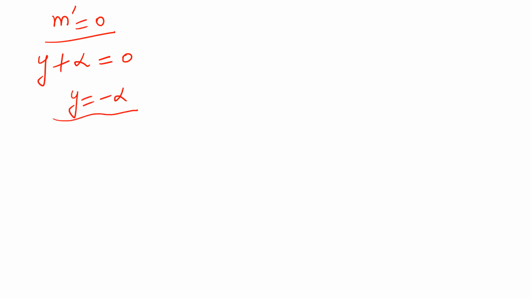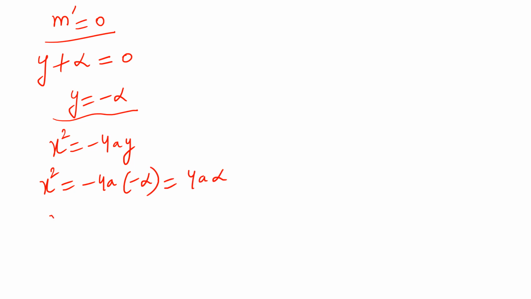Now it is saying that this particular line is intersecting the given parabola in 2 points A and B. So now to get the coordinates of A and B, what I do, I will just substitute the value of y equal to minus alpha in the equation of the parabola, right? So from here we will be getting x square equal to minus 4a into minus alpha equal to 4a alpha. So the value of x becomes plus minus 2 into square root of a alpha. Now two values of x simply tell us that we are going to get 2 points of intersection.